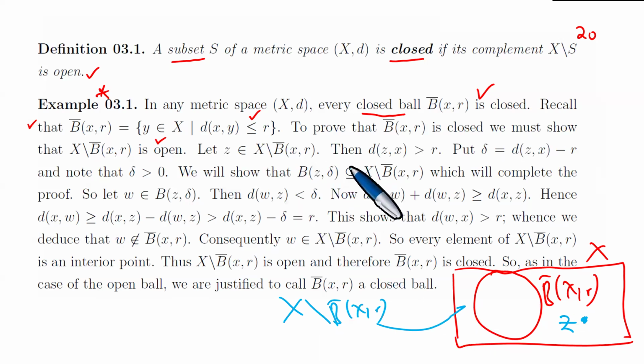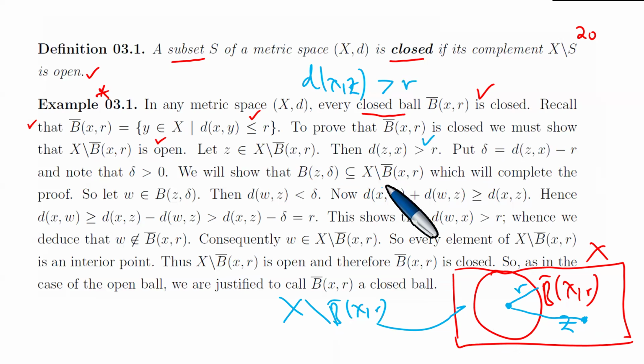Then we are arguing, obviously, this is center X and radius R. That is the closed ball definition. We're arguing that if we take the distance between X and Z, this distance is much bigger than R. Why is the distance much bigger than R? Because the point Z is outside, so the distance is much bigger. It's an exterior point.